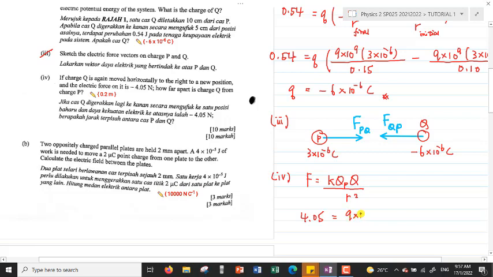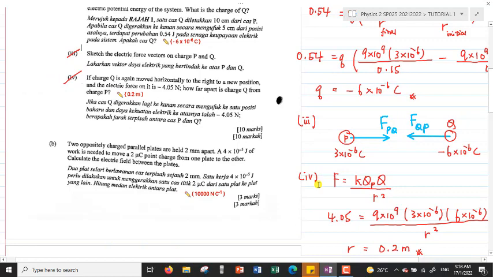K is 9 to the power of 9. So magnitude of charge P is 3 to the power of negative 6. Magnitude of charge Q is 6 to the power of negative 6 over, so the separation, the distance between the two charges. So when we do our calculation, we will get the R will be around 0.2 meter. Okay, then done question 4. Then we proceed to question B.